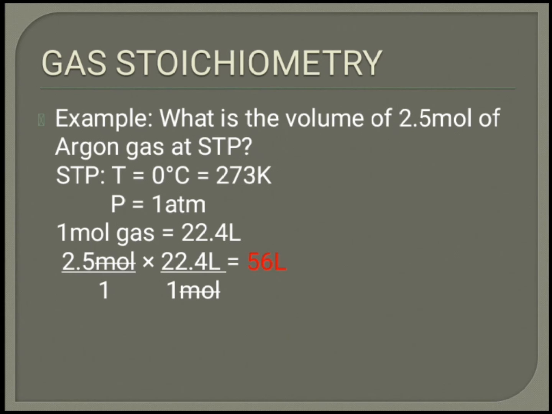What is the volume of 2.5 moles of argon gas at STP? So what exactly is STP? STP stands for standard temperature and pressure. The standard temperature is 0 degrees Celsius, which corresponds to 273 Kelvin. The standard pressure is 1 atm. Now what you need to know is that at STP, 1 mole of gas occupies a volume of 22.4 liters, and you could prove this using the ideal gas law equation PV is equal to nRT.